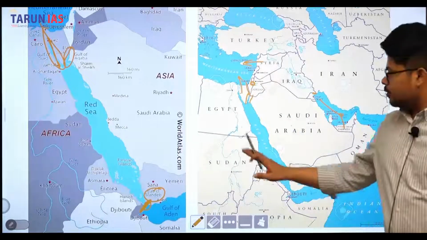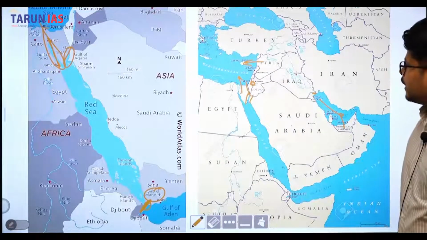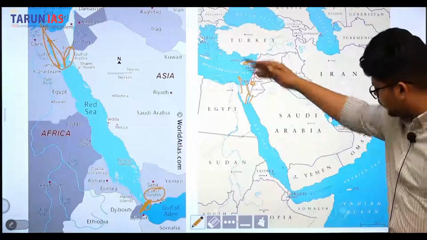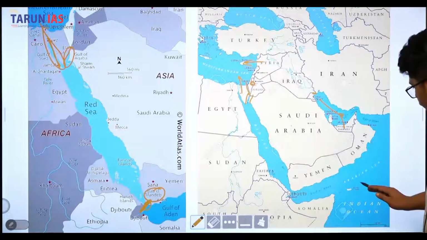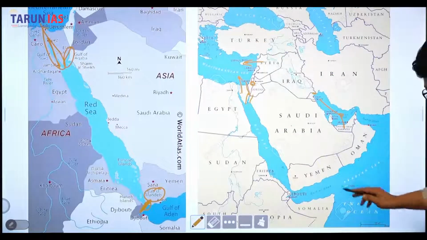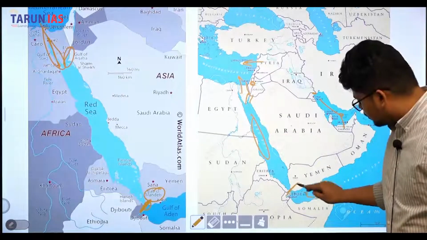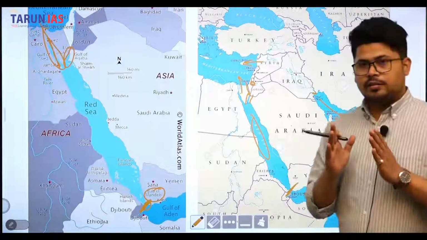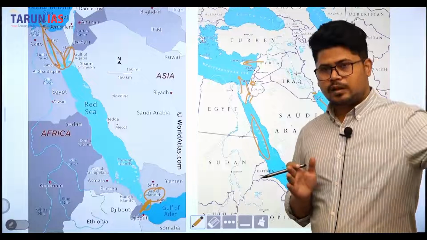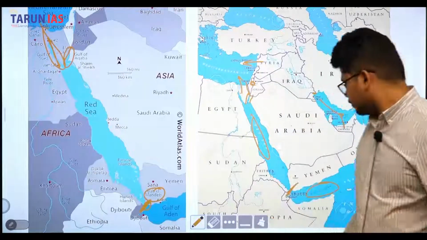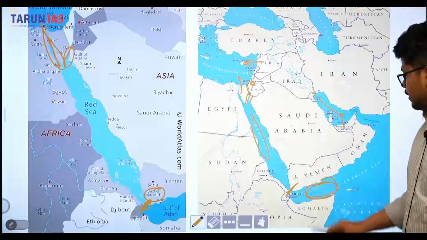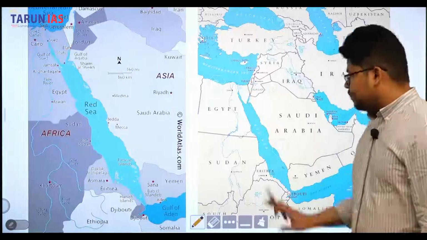I hope you understood the whole map. Rift Valley, Mediterranean, you can see Mediterranean here, Red Sea, Gulf of Aden, and Red Sea. Bab al-Mandeb is here. Bab al-Mandeb is like a separation between Red Sea and Gulf of Aden.